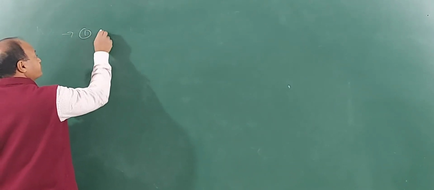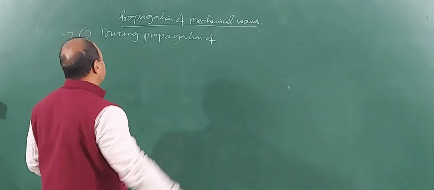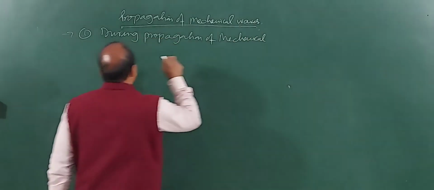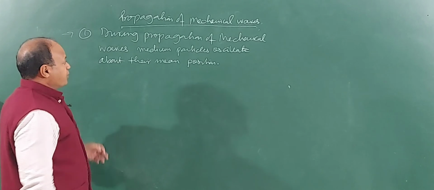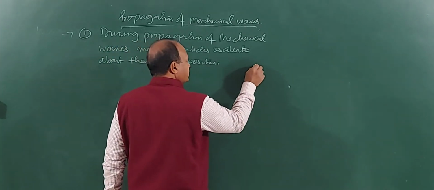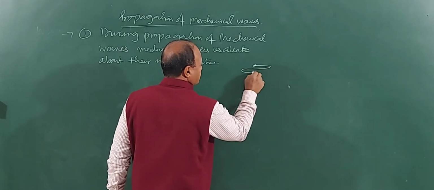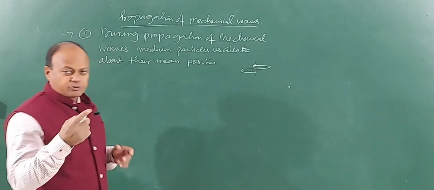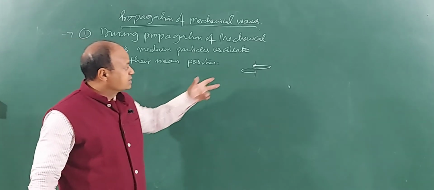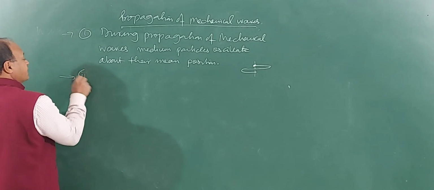Two points. The first one: during propagation of mechanical waves, medium particles oscillate about their mean position. Suppose I choose a particle out here, it will oscillate. It will go to the right, come to the left, and again pass through the mean position. This is what it means. So this motion you can understand is like a periodic oscillatory motion, right? Something like simple harmonic motion.